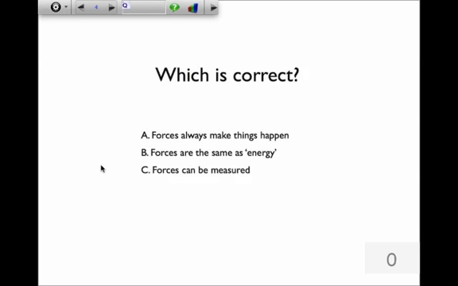Energy has something to do with forces, a big thing. But it's not the same thing, okay? And forces can be measured. That's very important. They're not some vague thing that you can't actually find out how much it is. What are forces measured in, though? What's the units of forces?